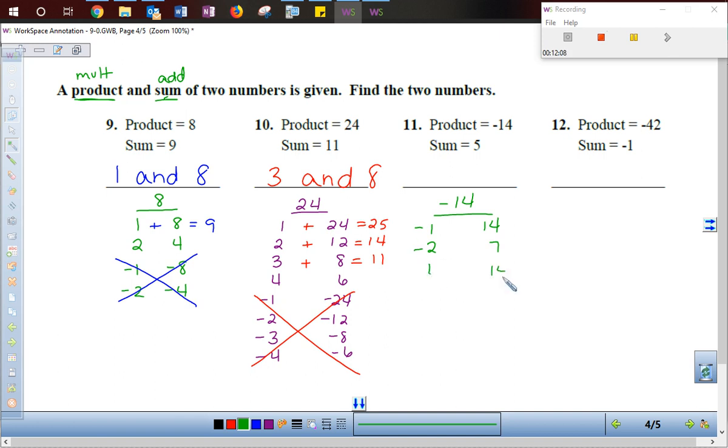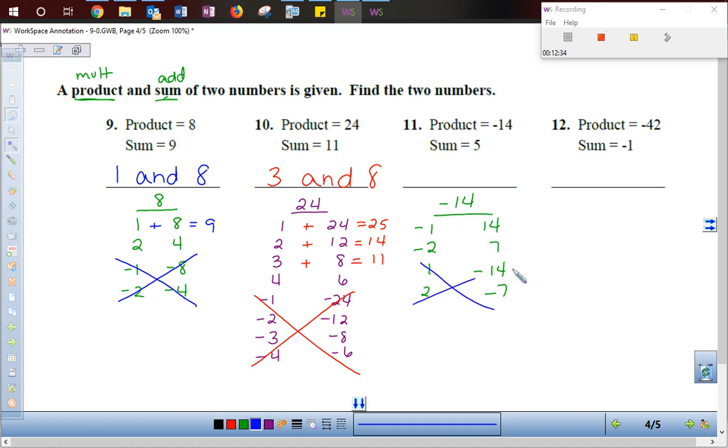1 and 14, 2 and 7, and now you pick the other side. Now the sum of these numbers has to equal a positive 5. Be careful with this because we have negative numbers in the mix. If you're adding a positive number to a negative number and you're ending up with a positive number as a result, that means the bigger of your two numbers had to be positive.